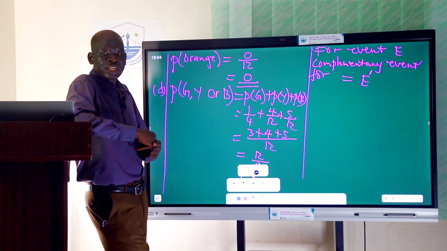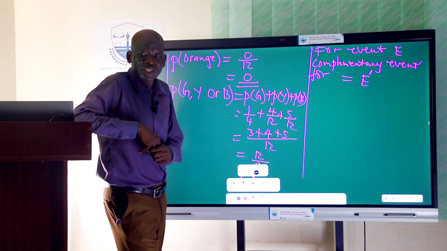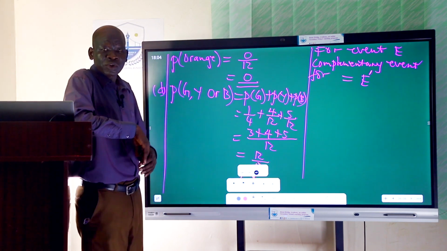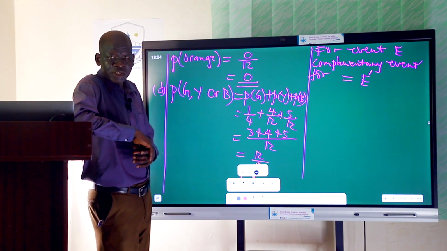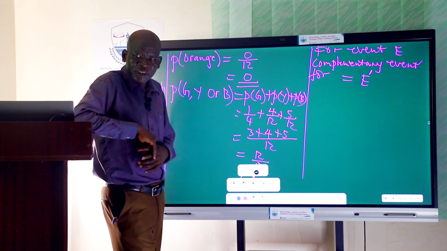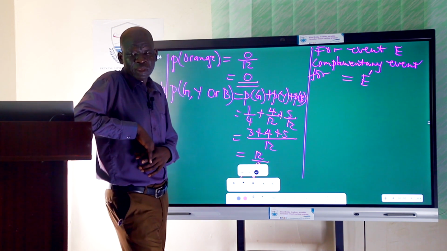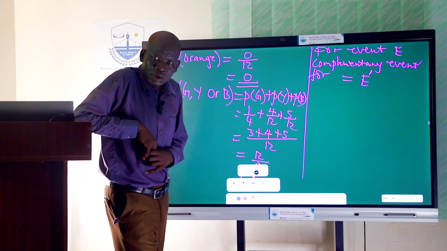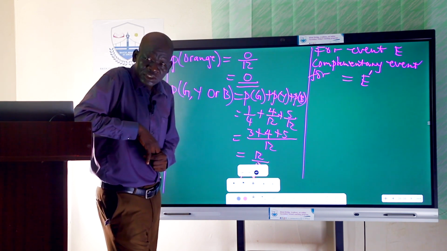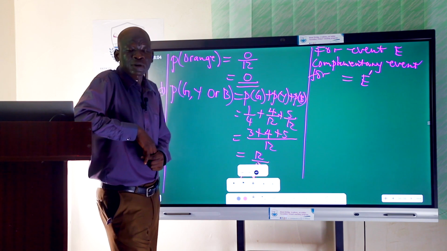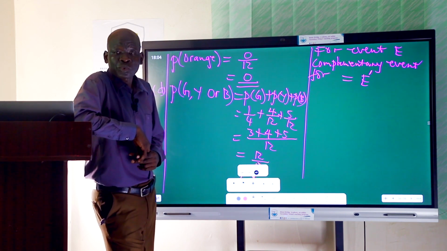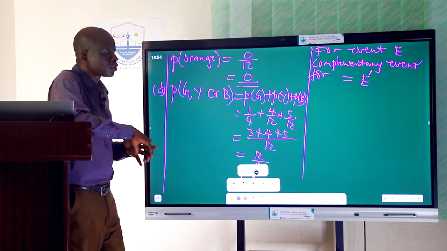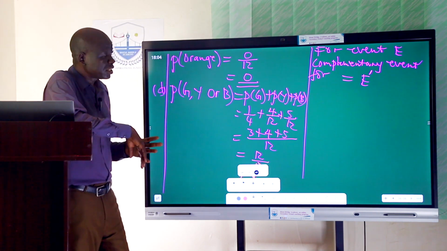For example, if the probability that a student will pass an exam is 1/3, then the probability that he will fail the exam will be 2/3. How do you get the 2/3? You will get the probability of passing plus the probability of failing is equal to 1, such that the probability of failing will equal 1 minus the probability of passing. So these are what we call complementary events.